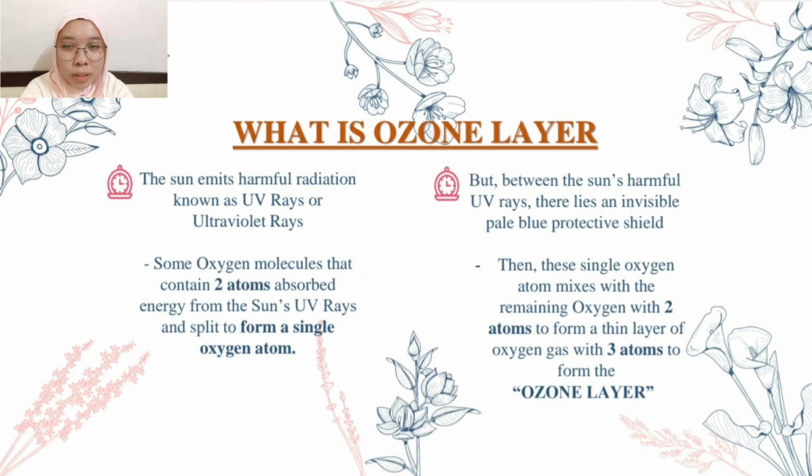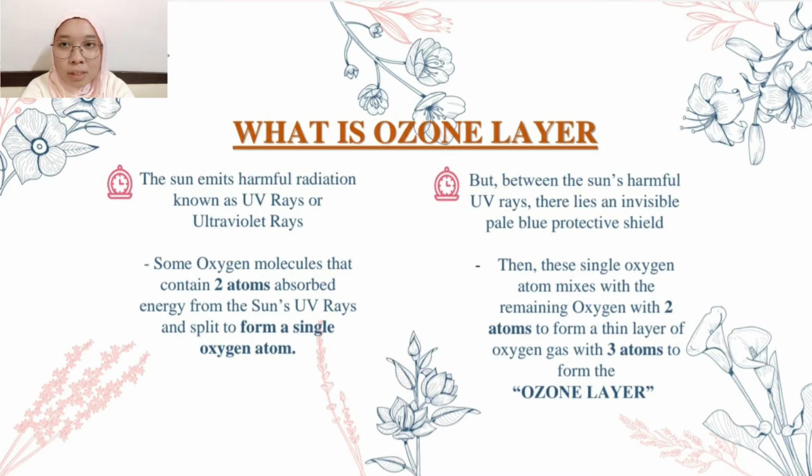All of you must be wondering what exactly the ozone layer is. Okay, let me explain. Generally, we know that the sun emits harmful radiation known as UV rays or ultraviolet rays. But between the sun's harmful UV rays and us, there lies an invisible pale blue protective shield that can protect us from the harmful radiation of the sun. This pale blue protective shield is also called the ozone layer.